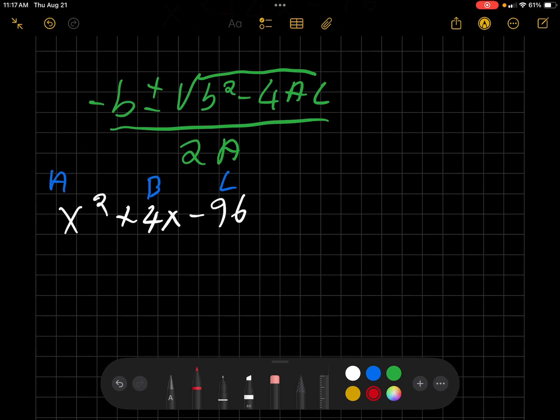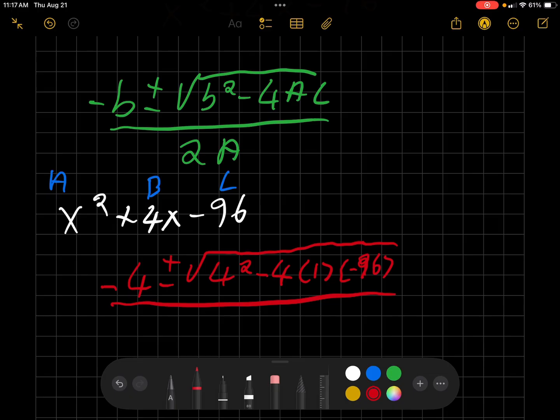So negative b, so that's negative 4. So negative 4 plus or minus the square root of 4 squared minus 4 times a, which is 1, times c, which is negative 96. And that's all over 2 times a, which is just 1.